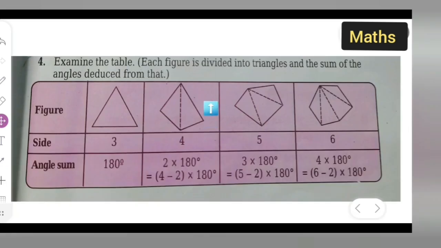Okay, take down question number 4, that is, examine the table. Each figure is divided into triangles and the sum of the angles is deduced from that. So your triangle is given and it is divided into some parts. So this is 3, this is 4, and 5, and here 6. Okay, so the angle sum is also given. These are the sides.